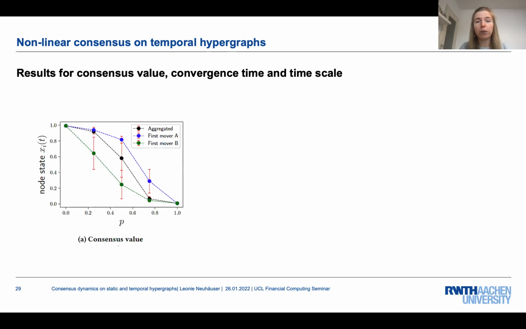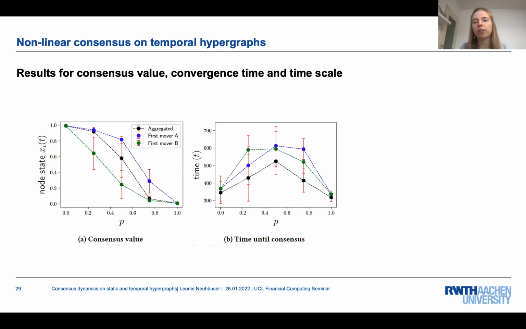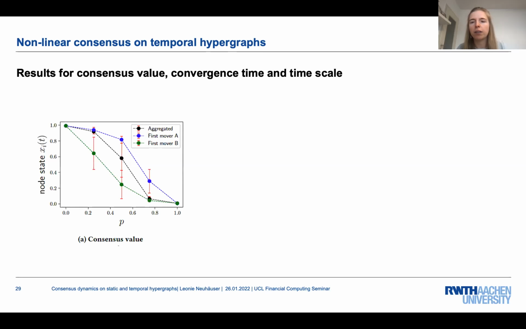To investigate that more systematically, we computed the final consensus value averaged over 10 simulations. The error bars display standard deviations, and the value P, you already know that. What you can see there is basically that as the fraction of 3 edges directed from cluster B to cluster A increases, so does the consensus value towards the initial state in cluster B.